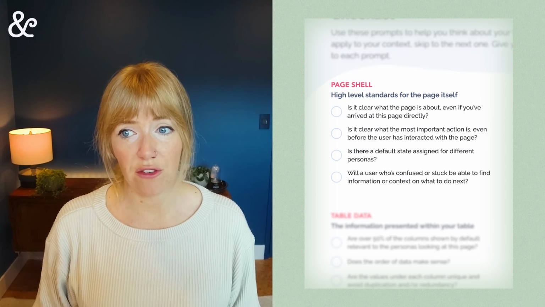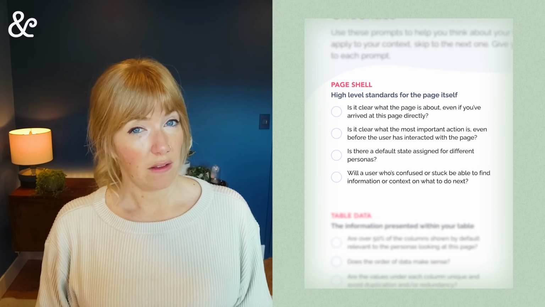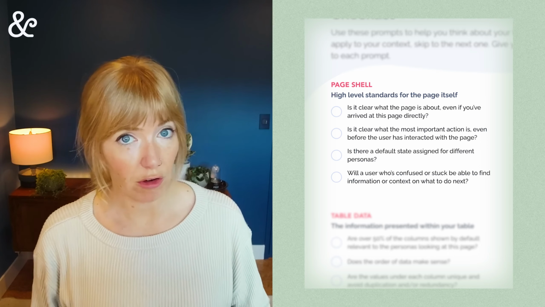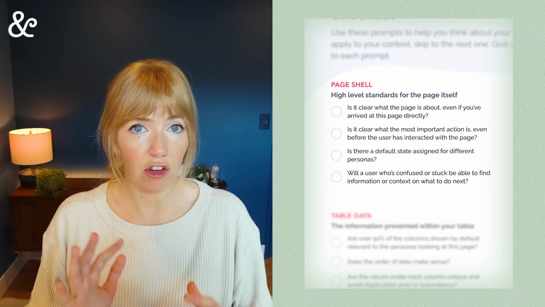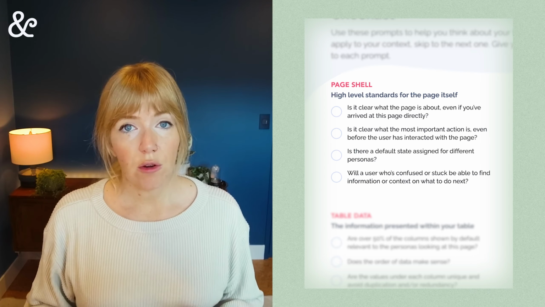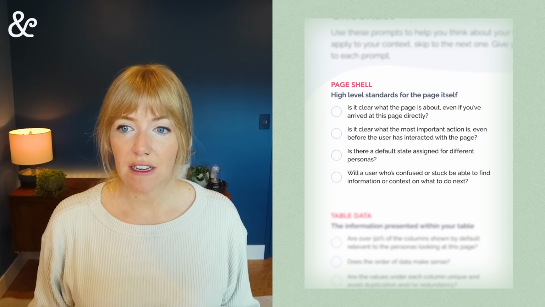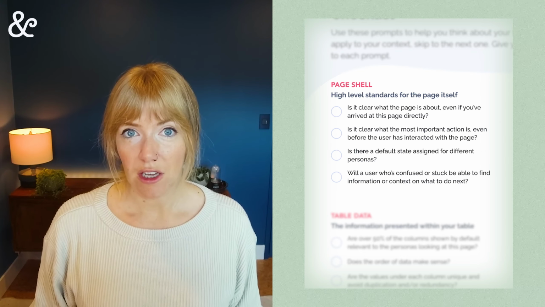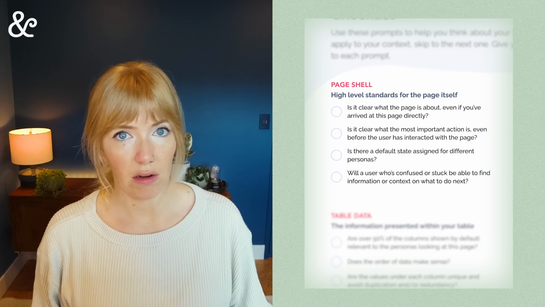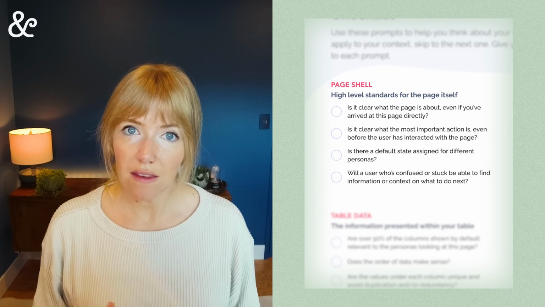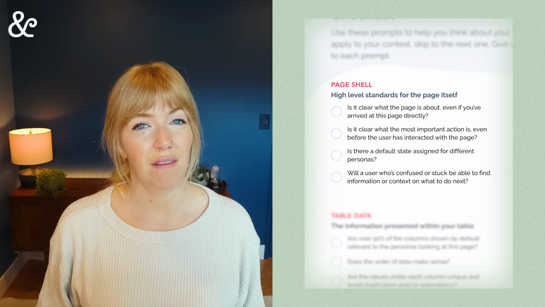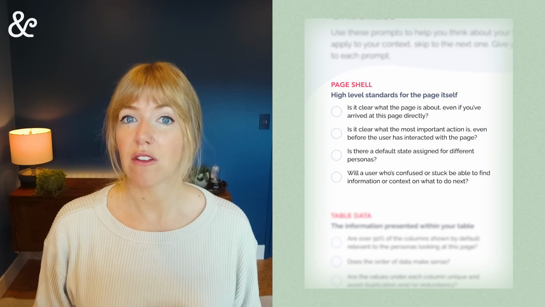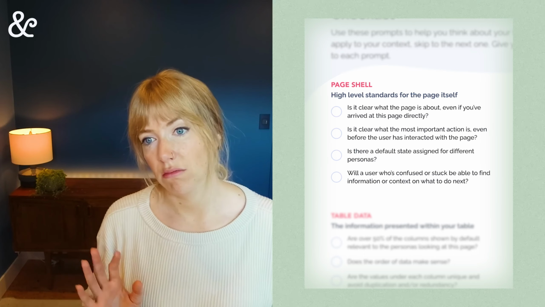So is it clear what the page is about, even if you arrived at this page directly and didn't navigate to it? Is there a title on the page? Is there no title? Is it weird? Basically, do you even know where you are? That's the first question. Is it clear what the most important action is even before the user has interacted with the page? If there's a delete button or a send to somebody or whatever it is, is that apparent? Is the most important button indicated as the most important? Is there a default state assigned for different personas, or does everybody get the same view and hope for the best?